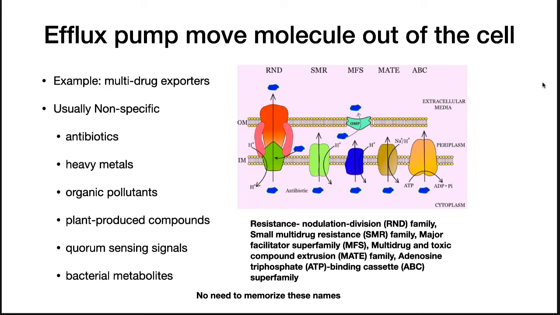Efflux pumps can be one way to become resistant to antibiotics. The bacterium simply makes more of the efflux pump, which pumps all the antibiotic out of the cell and keeps it at a concentration low enough that it doesn't inhibit or kill the microorganism.